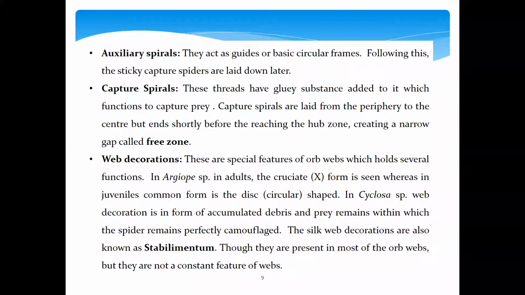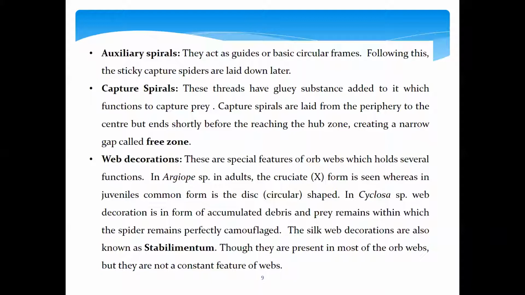Then we have another interesting thing. This is your web decoration. In our previous slides, in the diagram, we already saw an egg-shaped zigzag structure formed within the Argiope web. That is a type of decoration. These are special features of the web that hold several functions. In adult Argiope spiders, this decoration forms as egg-shaped silk strands. That is called the cruciate shape. Egg shape means a cruciate shape.